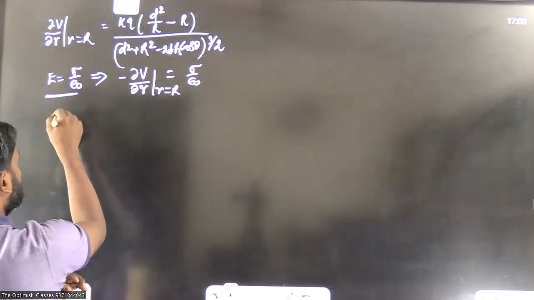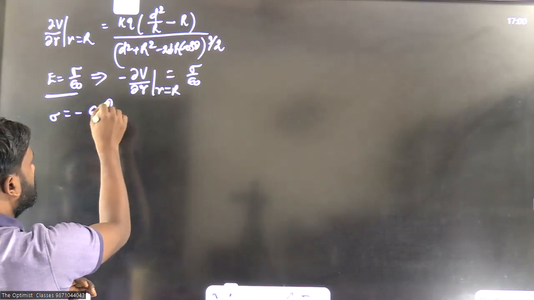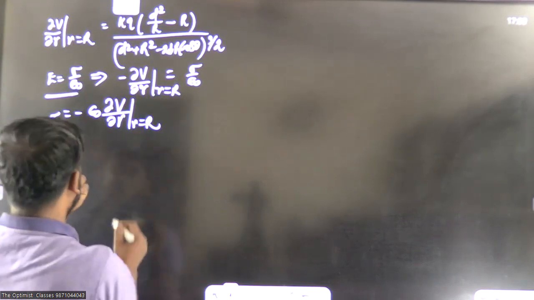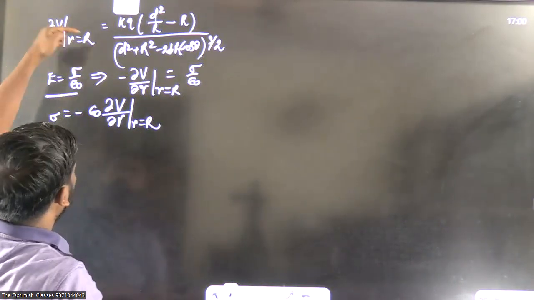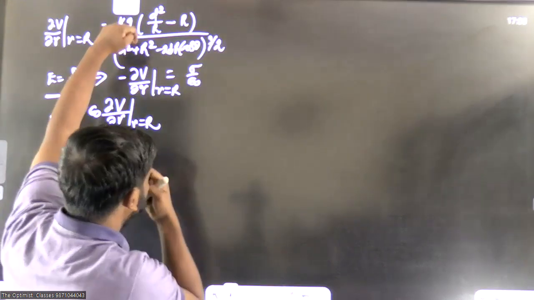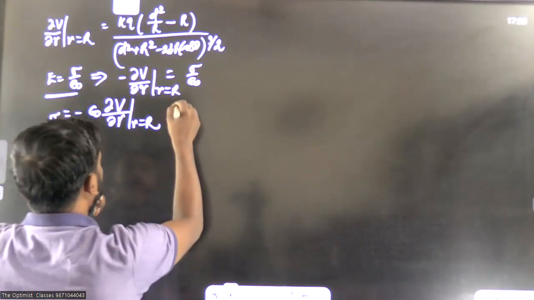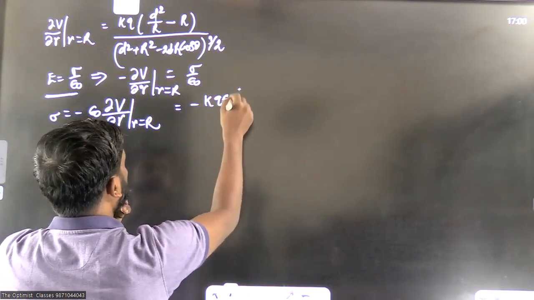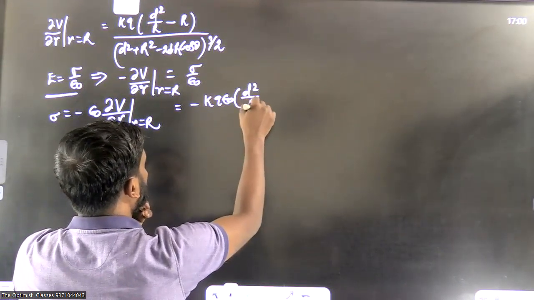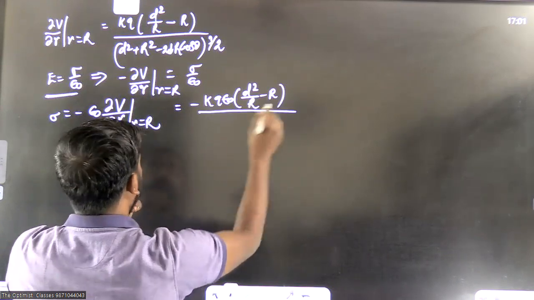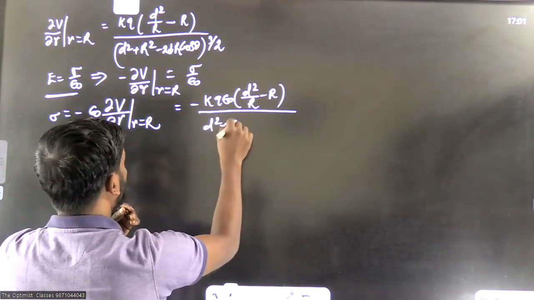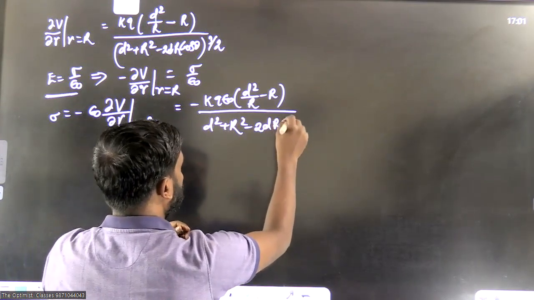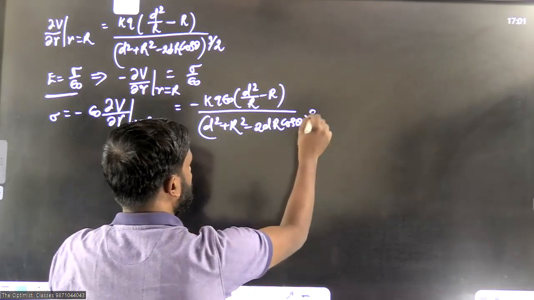So therefore sigma is actually equal to minus epsilon naught dV by dr at r equal to capital R. That's what we have. So let's put that here. When you multiply with the minus sign, you get minus KQ over epsilon naught, and here you get (D square by R minus R), divided by (D square plus R square minus 2DR cos theta) whole power 3 by 2.